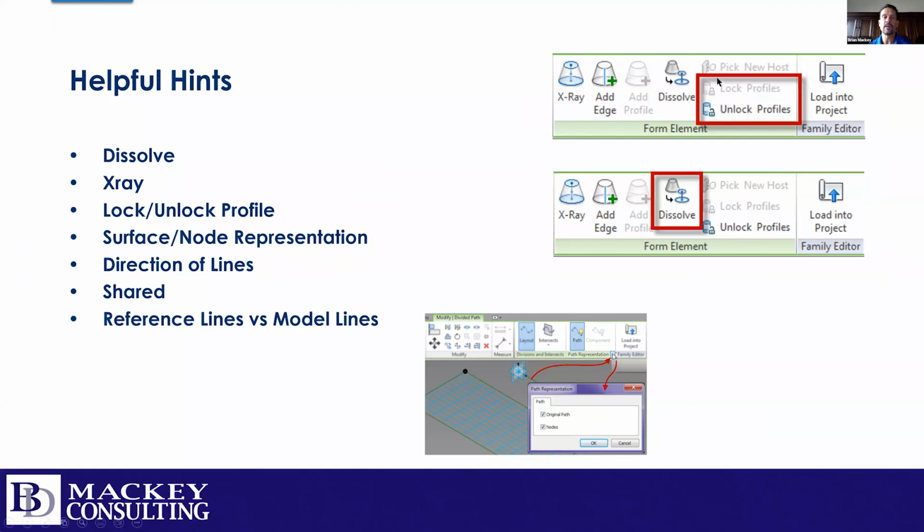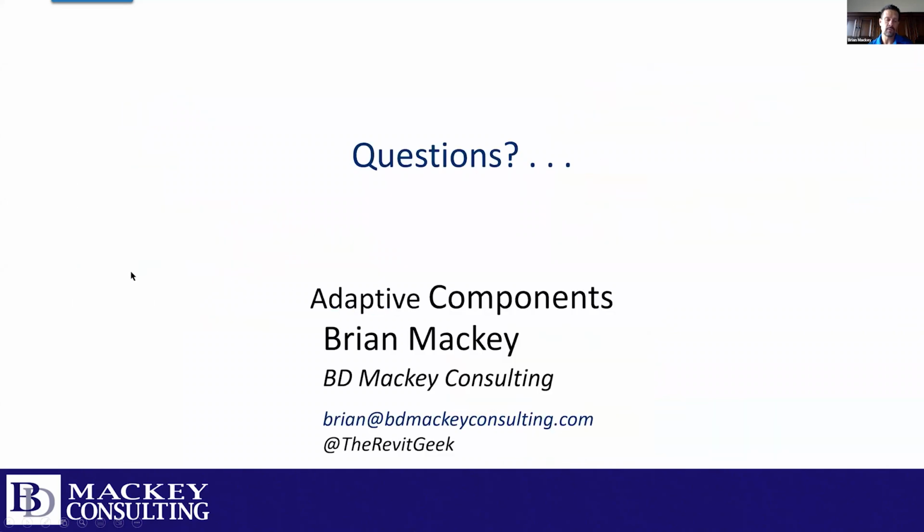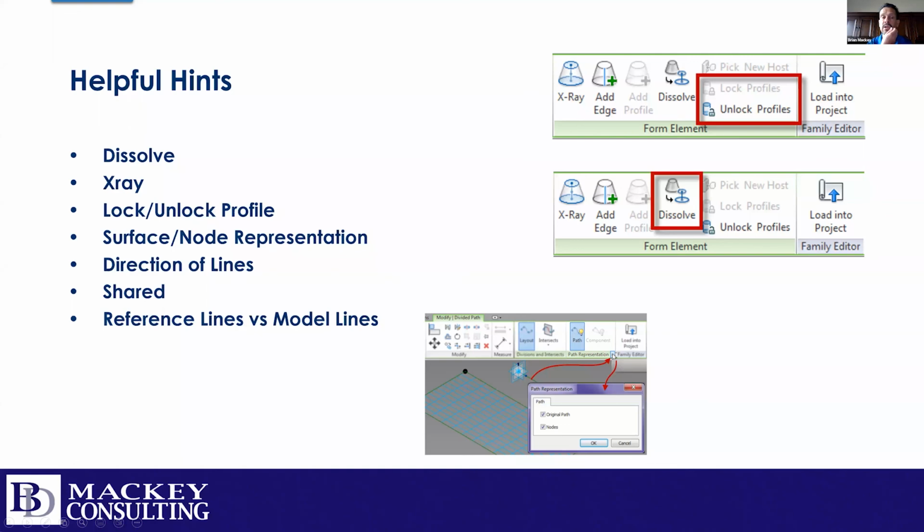So locking the profiles, the directionality of the lines, I touched base on this a little bit when we got into it. If you draw a reference line going right to left or left to right in one version, the directionality of that can make a difference on where those nodes are going to be going for your offsets, etc. So just be cognizant of that.